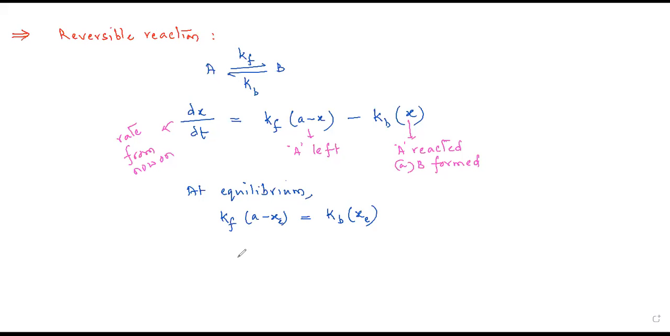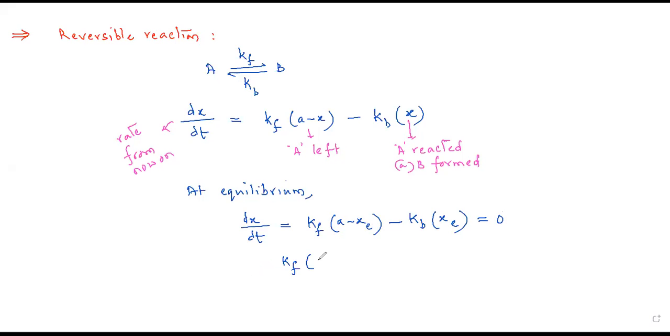Now, at equilibrium, let me give it as dx by dt is equal to, of course, okay, let me do one thing. Let me give this later, but before that, let me write one more step. Now, at equilibrium, let me write dx by dt is equal to KF into A minus XE minus KB into XE. But this is equal to 0. Yeah, from this we get KF into A minus XE is equal to KB into XE, right?